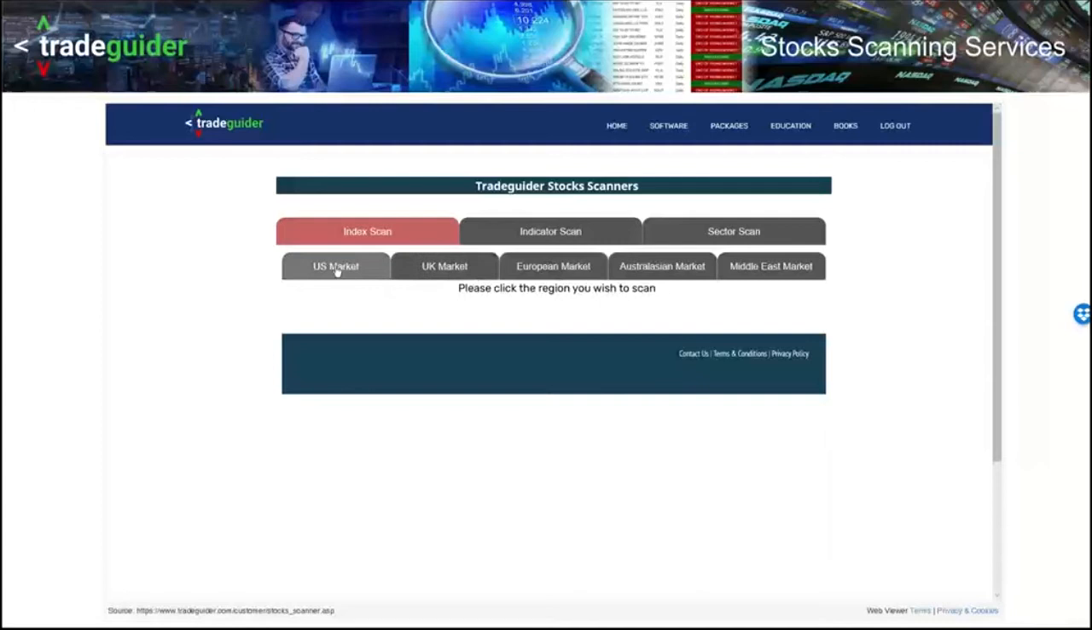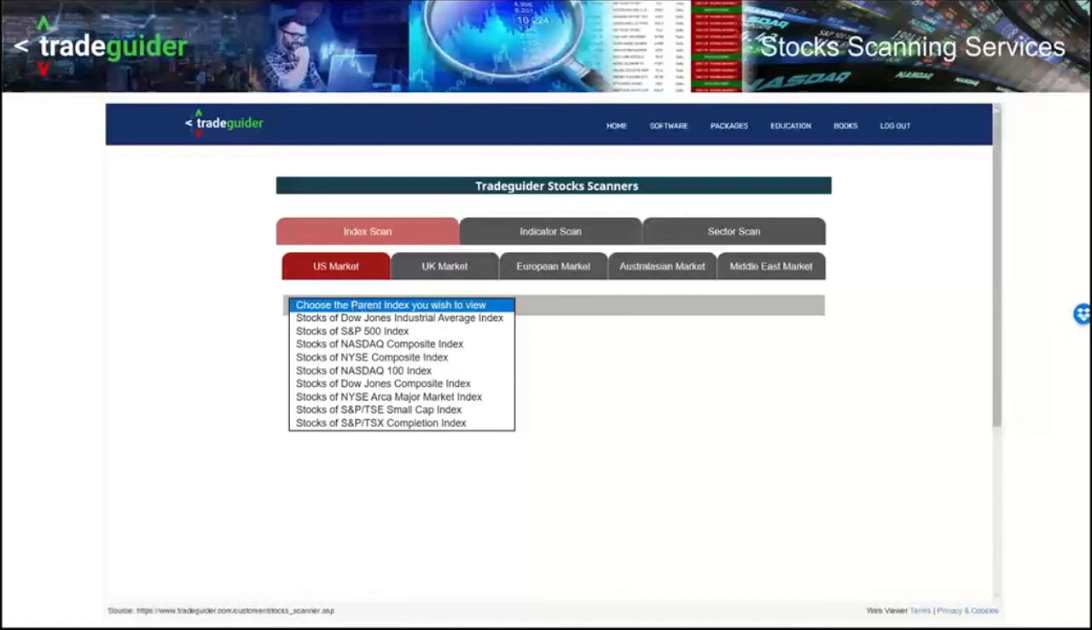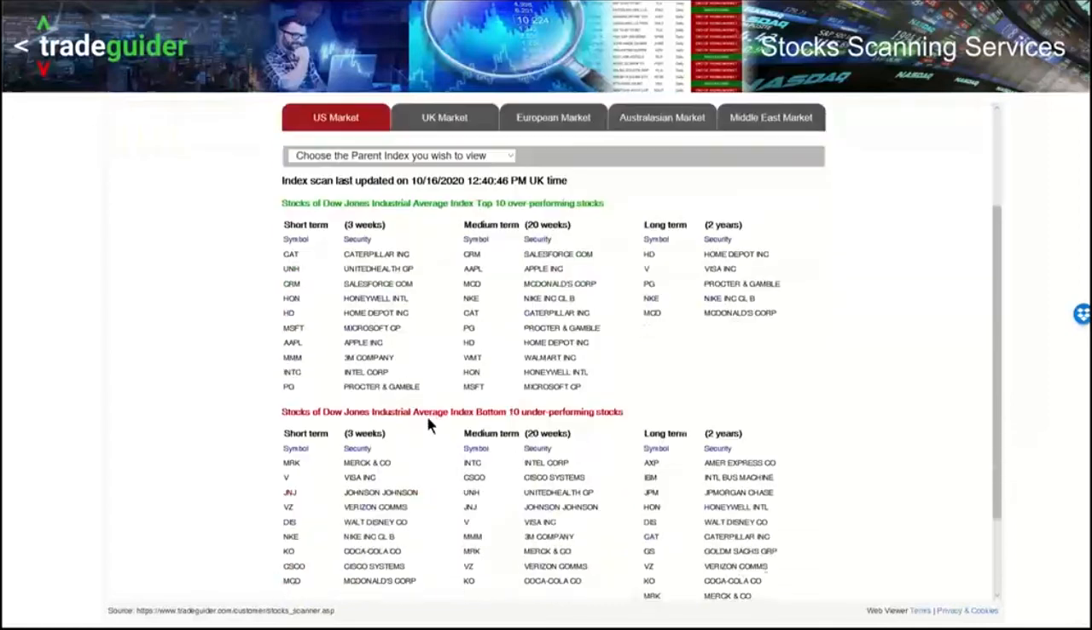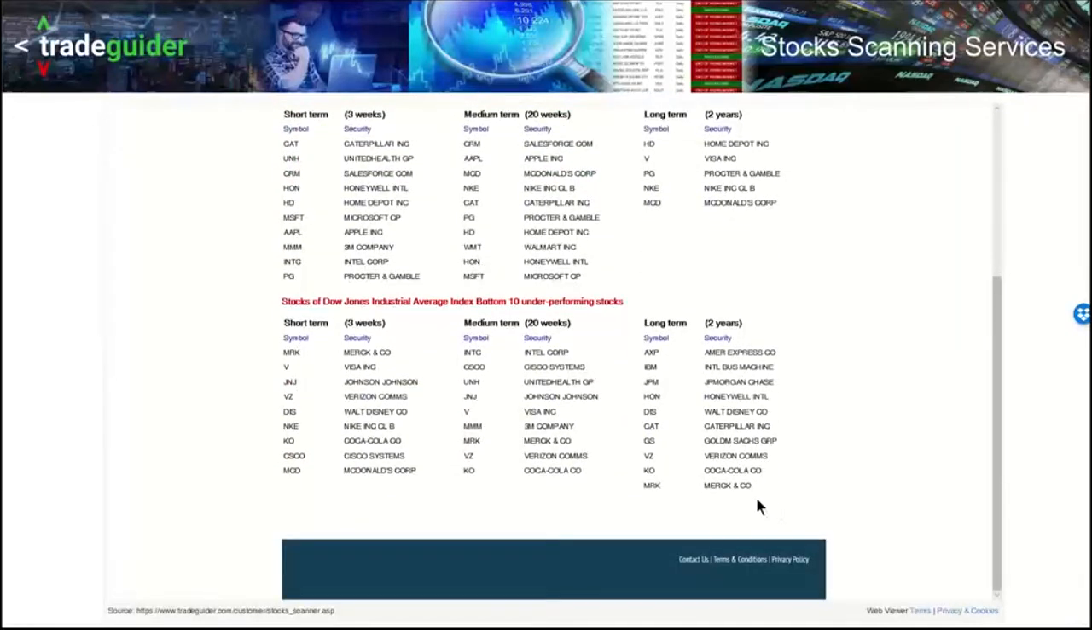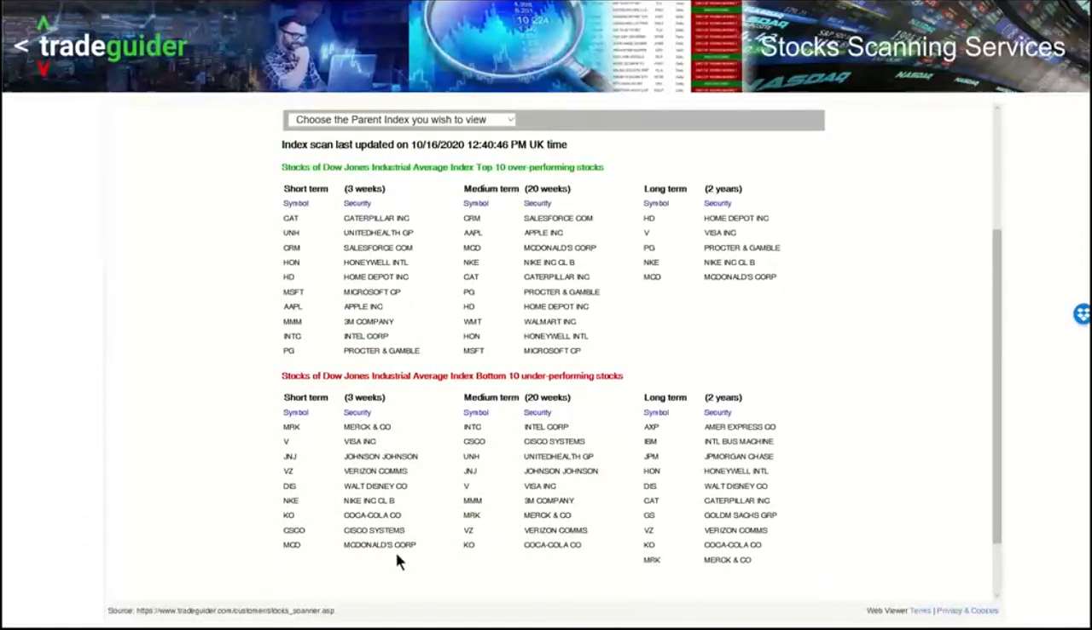So if I kick off with the US market, you immediately get a drop-down which shows the key indexes that we are covering in that region. So, for example, if I go to the Dow Jones, you see the index scan, and as Gavin mentioned earlier, there are 3 different time frames. You've got the short term, medium term, and long term. And here you see the underperforming stocks against the parent index, with the most underperforming at the top and going down. This is the most overperforming at the top and going down.